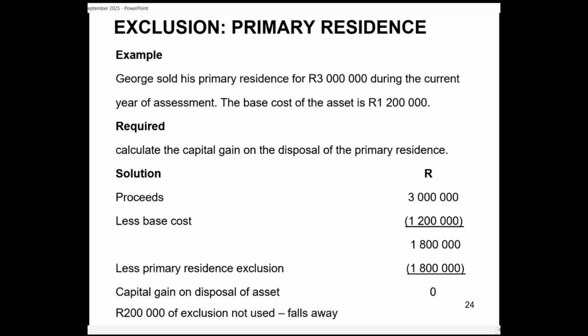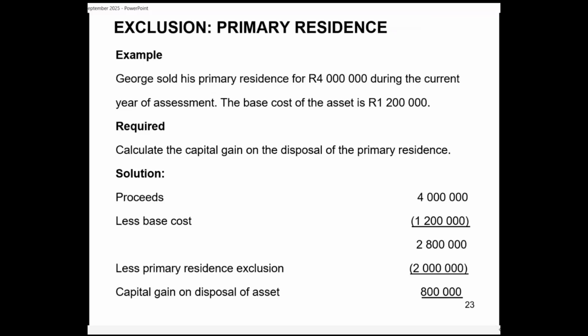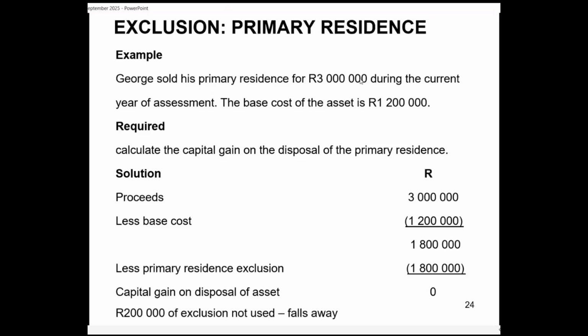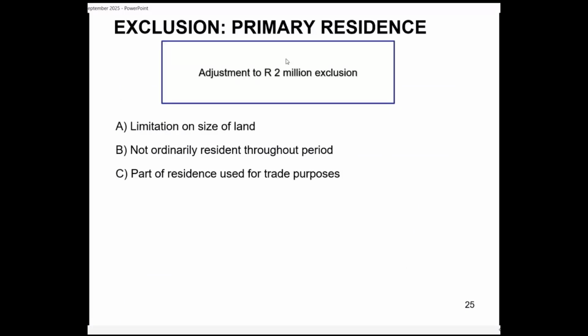We have another example where George sold a primary residence for 3 million during the year of assessment. The base cost is 1.2 million. So calculate the capital gain: the proceeds less base cost less primary exclusion. You see, they get 1.8 million. So the primary residence exclusion there must be limited to 2 million, so the gain is 0. You must apply the limitation.